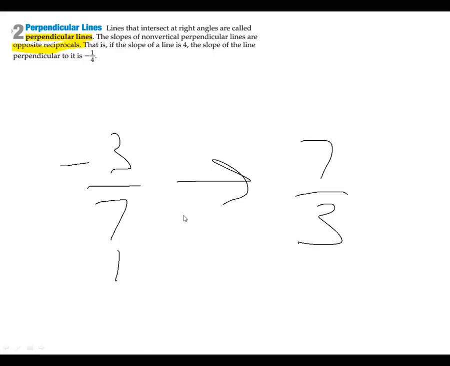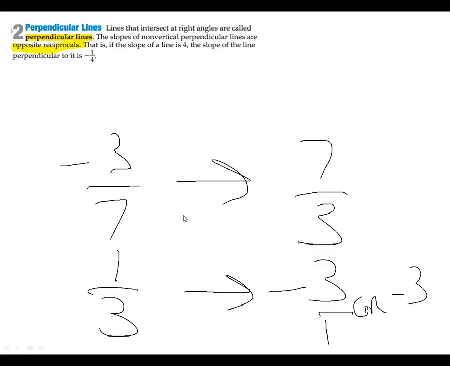So the slopes of non-vertical perpendicular lines are opposite reciprocals. So what that means is that you take the number, if it's not a fraction, you make it a fraction, flip it over and change the sign. So opposite reciprocal of 4 would be negative 1/4. If it was negative 3/7, the opposite reciprocal would be positive 7/3. If it was 1/3, the opposite reciprocal would be negative 3/1, or you could just write it as negative 3.